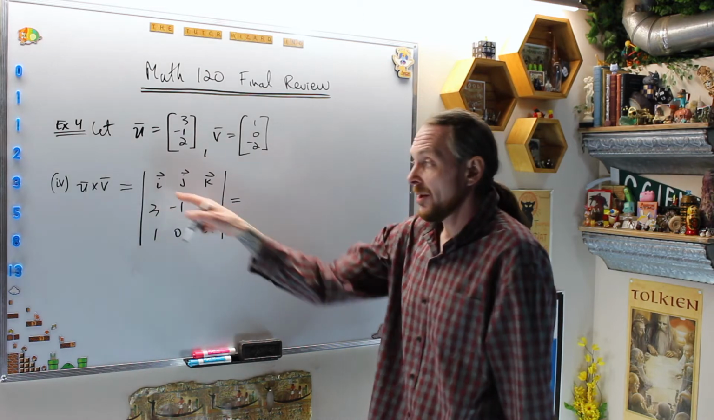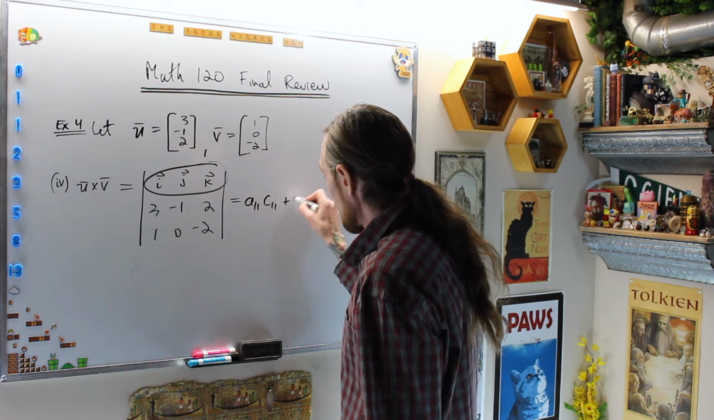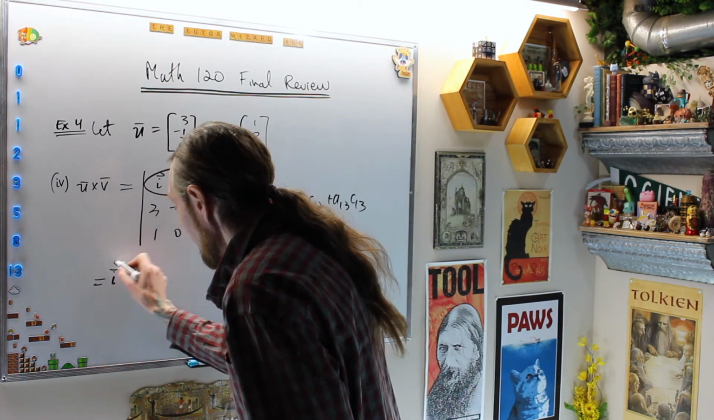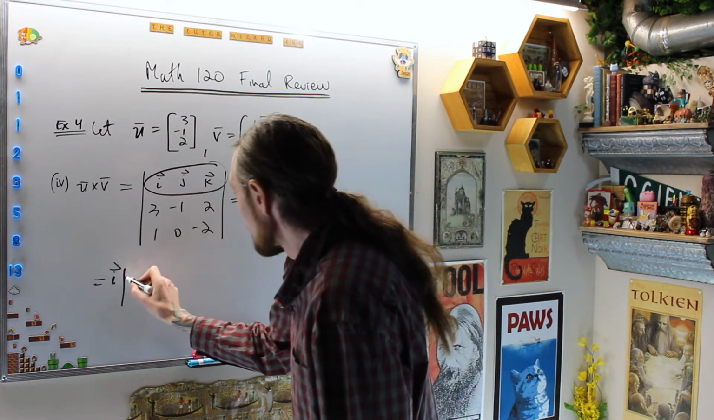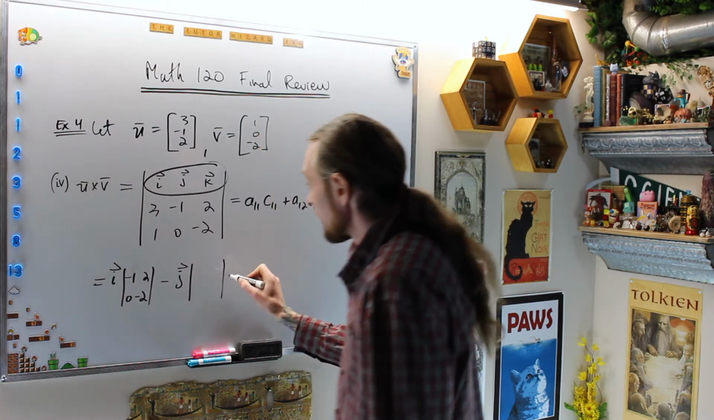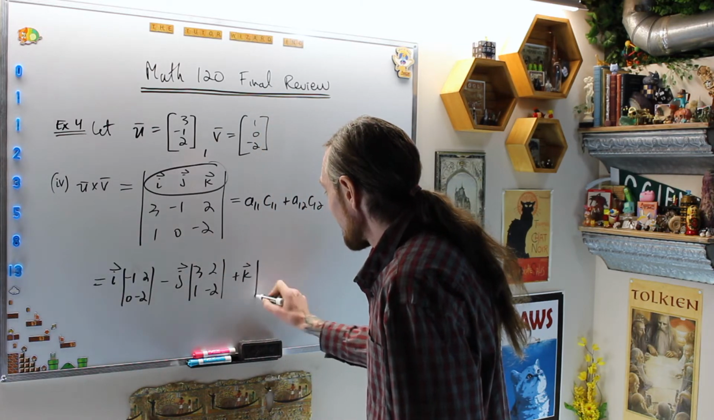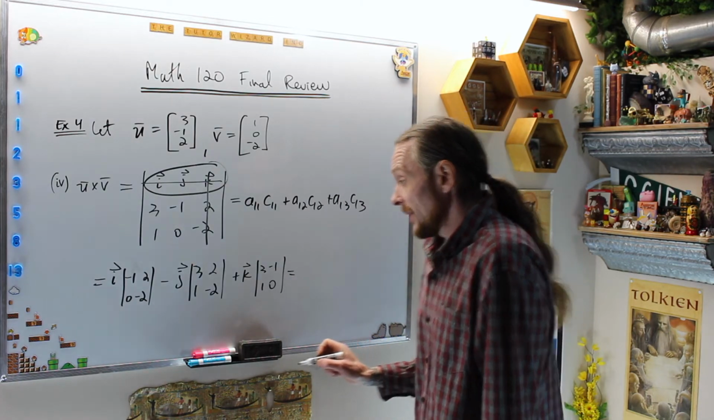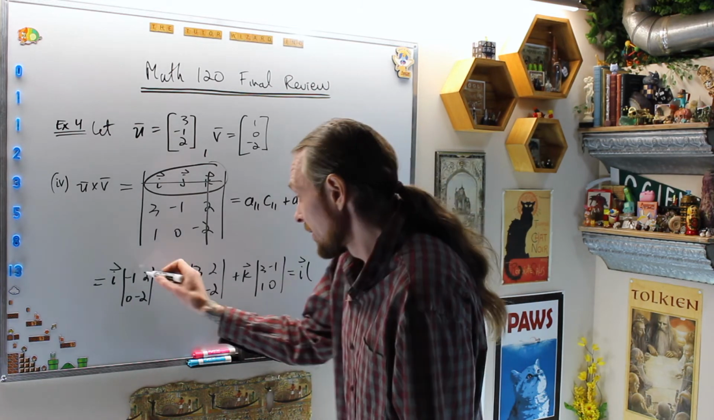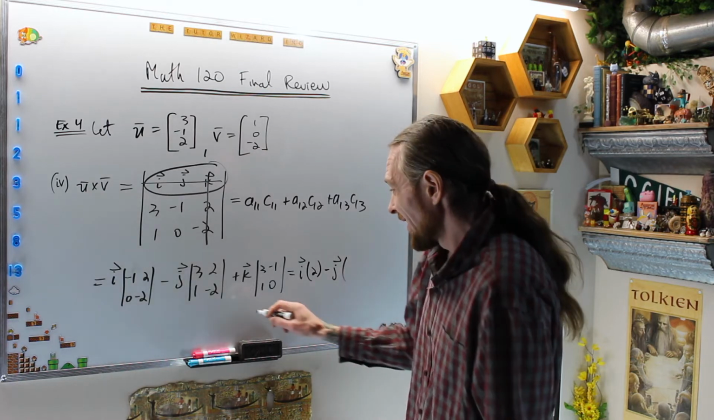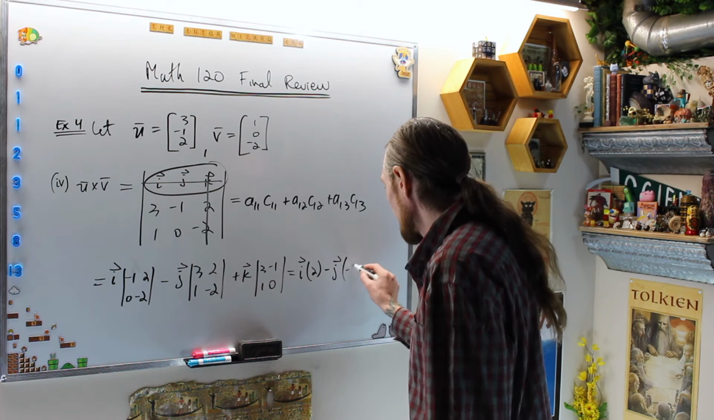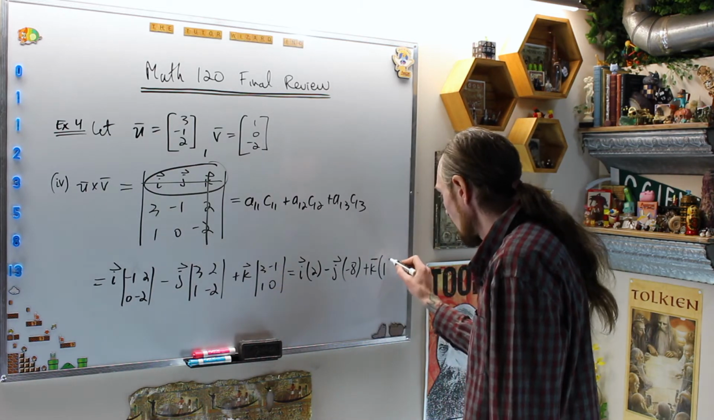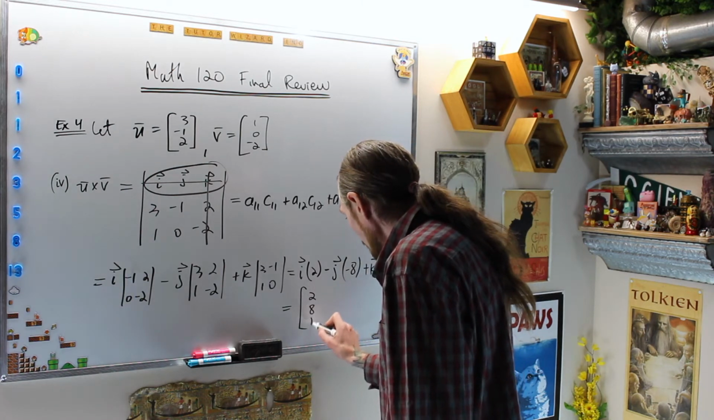Computing this, cofactor expansion along row 1 means I'm going to use a11 c11 plus a12 c12 plus a13 c13. For the cross product, that equals i times the 2x2 determinant by blocking off row 1 and column 1, so (-1, 2; 0, -2), minus j times (3, 2; 1, -2), plus k times blocking off this and this, (3, -1; 1, 0). This gives me i times 2, minus j times (-6 minus 2), which is -8, plus k times (0 minus -1), which is 1, which gives me the vector (2, 8, 1).